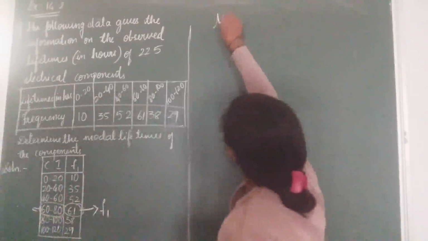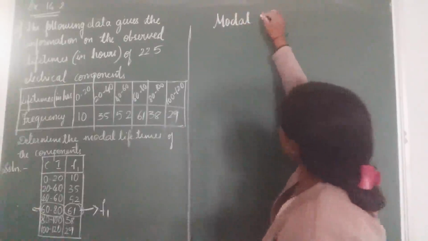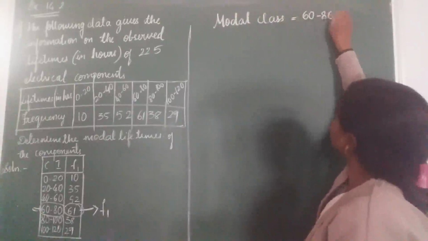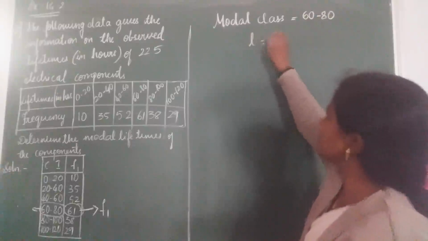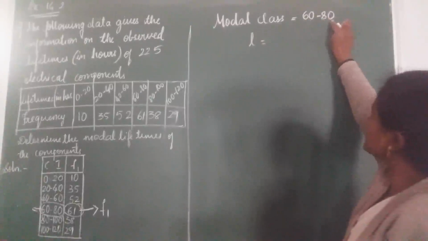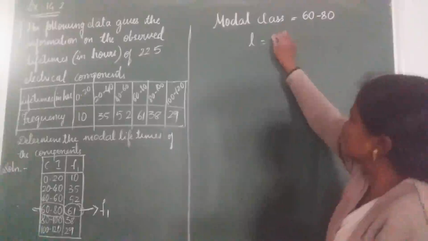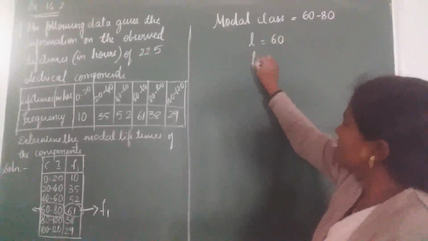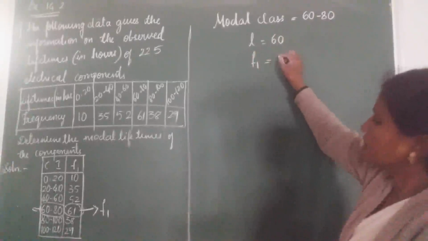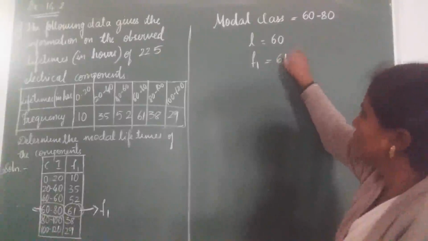Now what is the class for that? That is 60 to 80. This is nothing but a modal class. Which is the modal class here? 60 to 80 is the modal class. Modal class is equal to 60 to 80. So what is L in this? L is nothing but a lower limit of the modal class. So L, this is the lower limit and this is the upper limit. So L is lower limit, 60. Next, what is F1? Highest frequency or maximum frequency is nothing but F1. So F1 is 61.